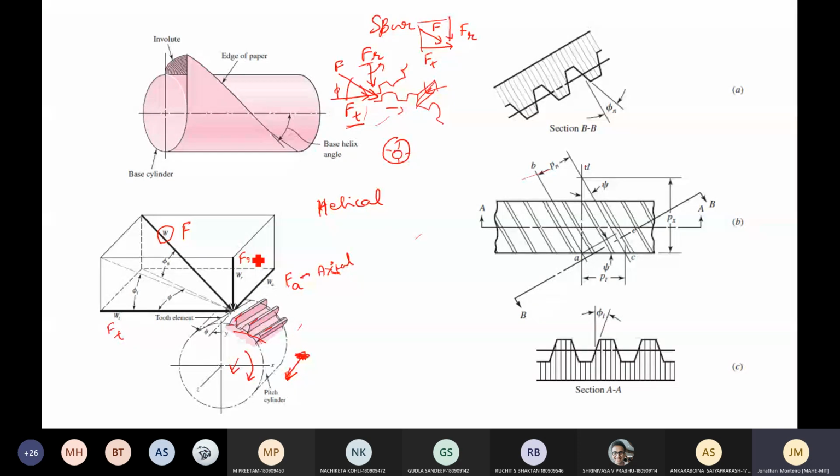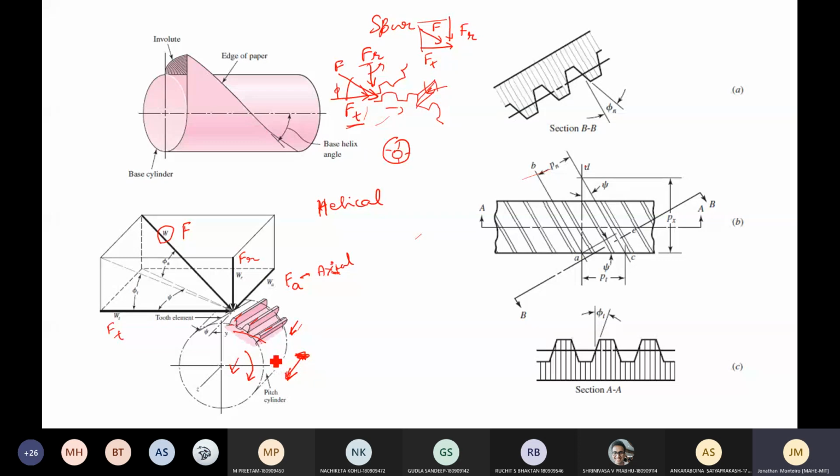The entire cylinder is subjected to an axial force, Fa. So what happens? The entire gear is pushed. The gear is pushed towards one side. For example, let me draw a small shaft here, and then you have helical gears in this fashion, slanted. So what happens when the gear rotates?